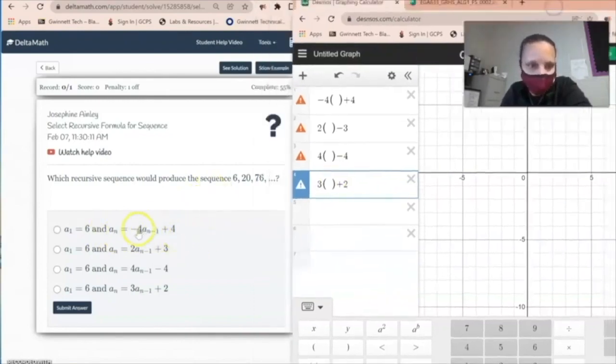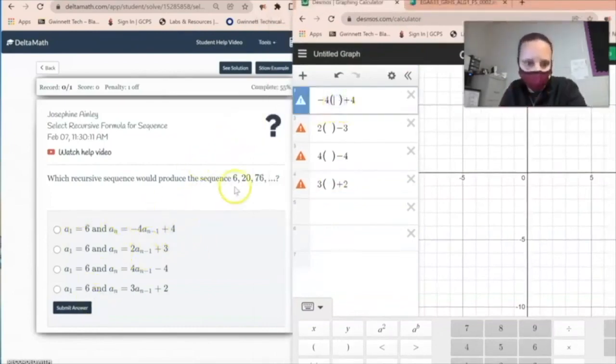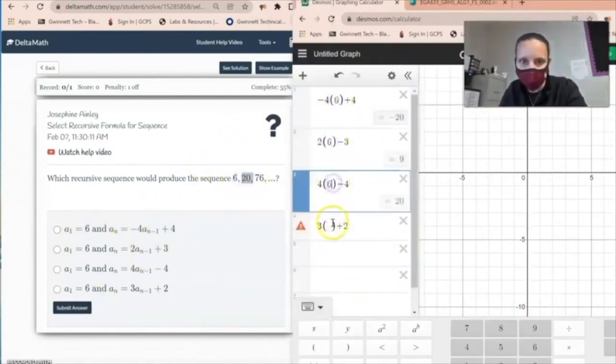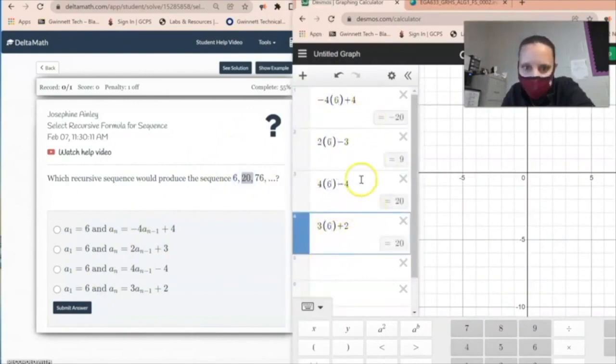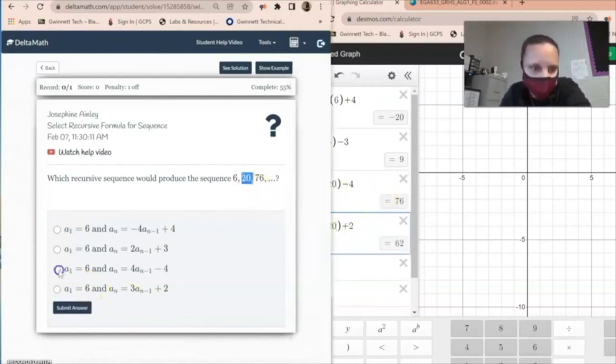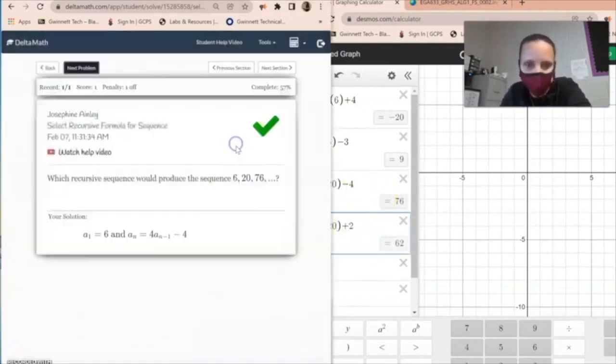So when I put in the first one, which is 6, do I get 20? That's the question. Okay, so 6, 6, 6, and 6. I only get 20 on the last two. So it's not A and it's not B. So it's one of these two. Now it's saying when I put 20 in there, will I get 76? That's what that is. So I only need to do it on the last two. So when I put 20, which one gives me 76? C. So this is your answer. Just that easy.